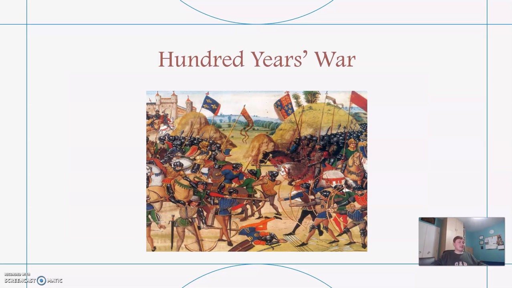One of the causes of the decline of feudalism was the 100 Years' War, during which many laborers were used in combat. This decreased the number of workers in the manors.